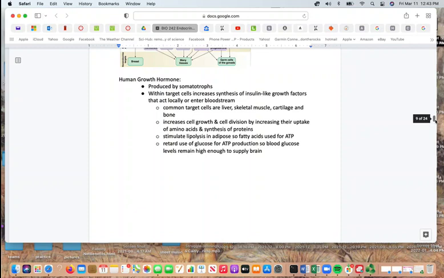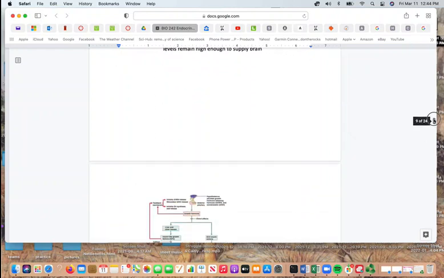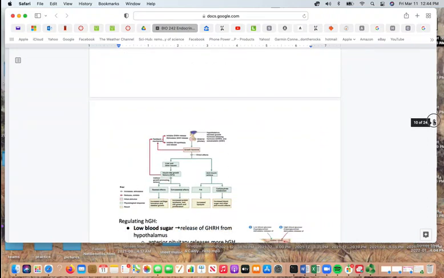So it will stimulate lipolysis in the adipose tissue so that the fatty acids can be broken down and used for ATP production. So that's where it is different from insulin. Insulin does not stimulate breaking down fat. The insulin-like growth factors that come from human growth hormone do. It will retard the use of glucose for ATP production so the blood glucose can remain relatively stable and high enough to supply the brain. So the brain does like to have its blood glucose stay constant, so that's a pretty important function in there.